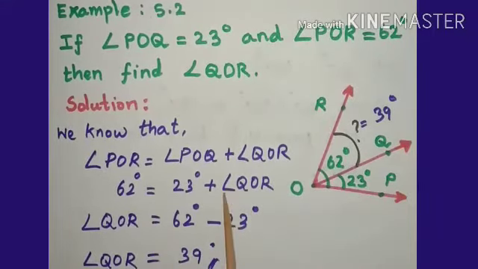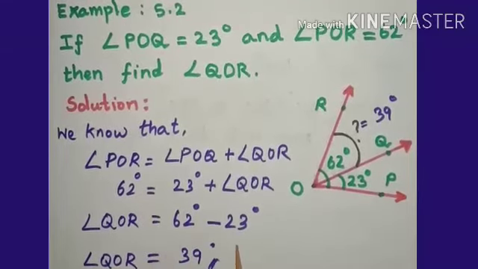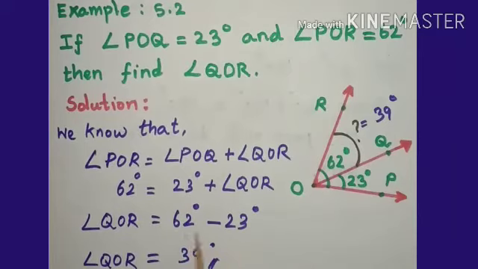Here we need the measurement of angle QOR, so keep angle QOR aside and bring 23 to the other side. The plus 23 becomes minus 23. So 62 degrees minus 23 degrees is 39 degrees. So angle QOR is 39 degrees.